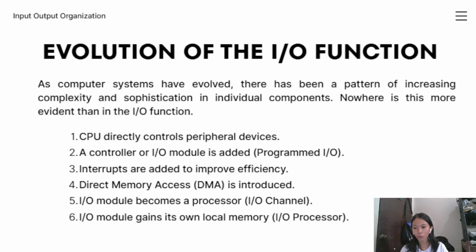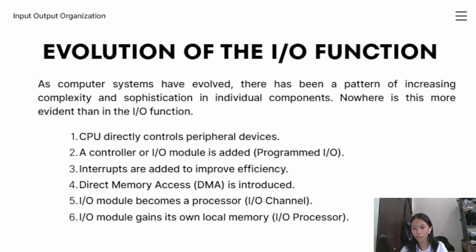So first is the CPU directly controls peripheral devices. So in the earliest computers, the CPU had to handle everything, including input-output. So this was simple but inefficient, as the computer had to wait for the device to finish every task. Next is the controller or input-output module is added, like programmed I/O. So the system added input-output modules. So these modules handle the details of communication with devices. So the CPU didn't need to know every small signal or timing detail.